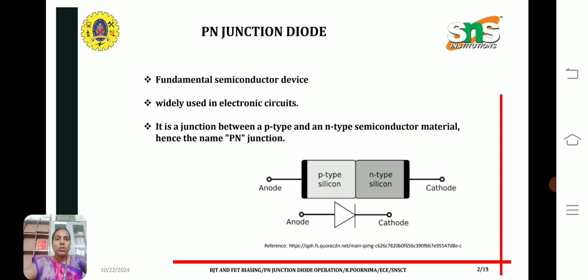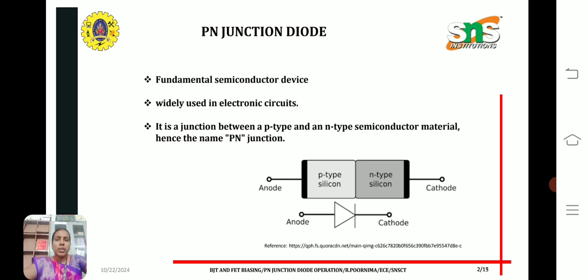So what is a PN junction diode? This is a fundamental semiconductor device which is widely used in electronic circuits like rectifiers, voltage regulators, and also high frequency diodes. So like this, the PN junction diode has various applications.